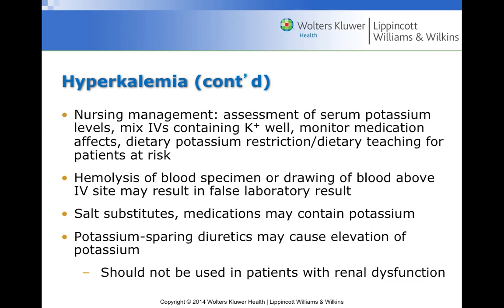Measures are taken to prevent hyperkalemia in patients at risk when possible by encouraging patients to adhere to prescribed potassium restriction. Potassium-rich foods to be avoided include many fruits, vegetables, legumes, whole grain breads, lean meats, milk, eggs, coffee, tea, and cocoa.